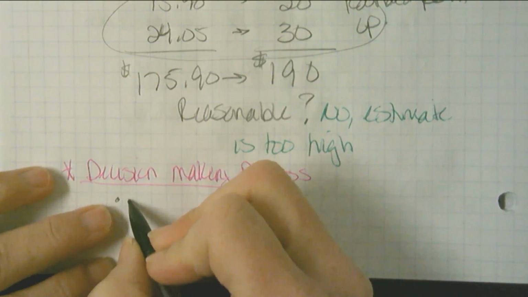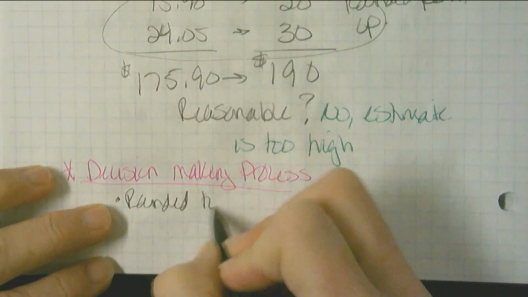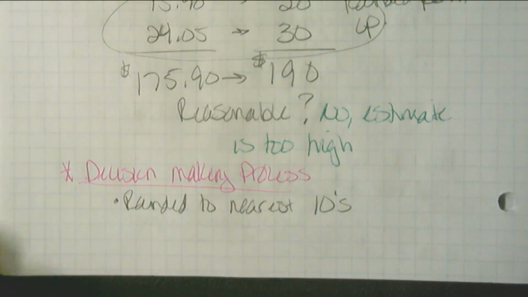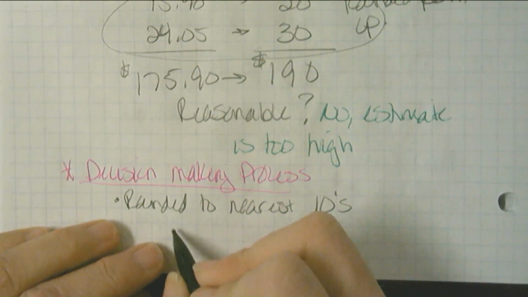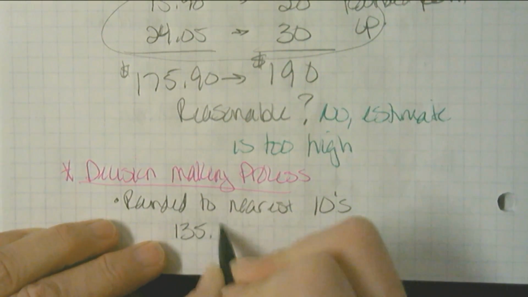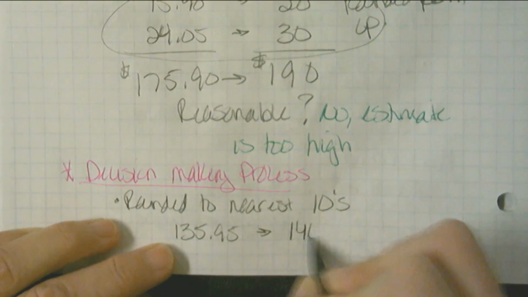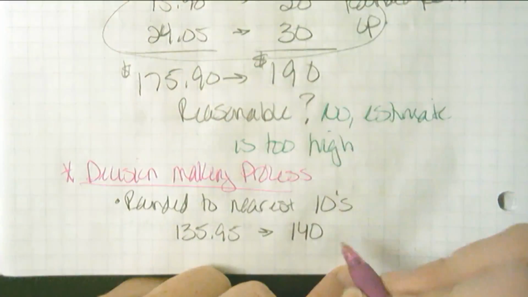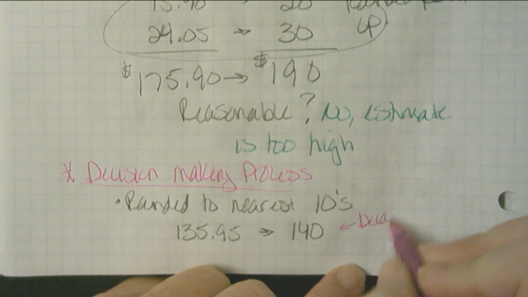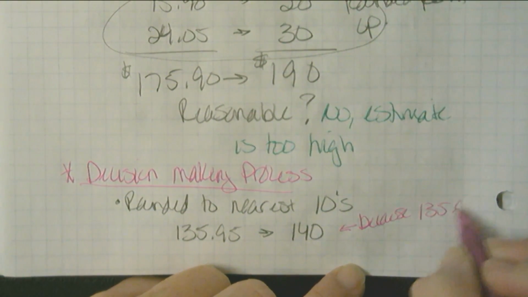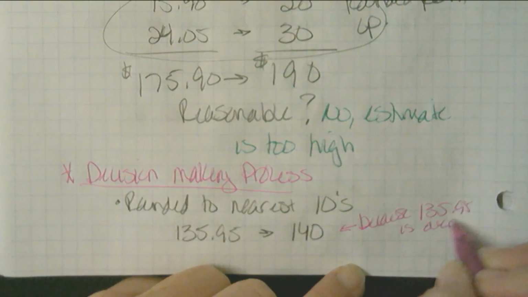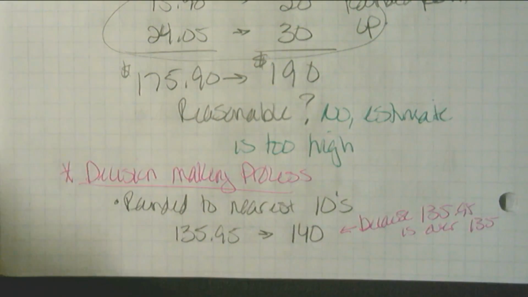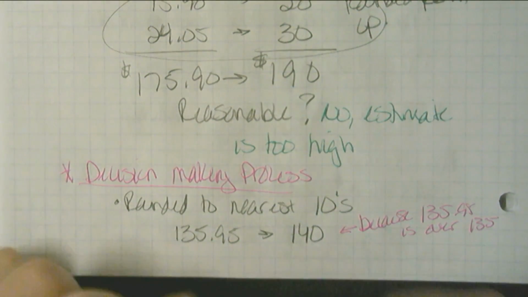So our decision-making process. All right, so we rounded to nearest tens. So when we had 135.95, we went up to 140. And I'm going to write here, because 135.95 is over 135. So I want this to kind of be your guidelines.